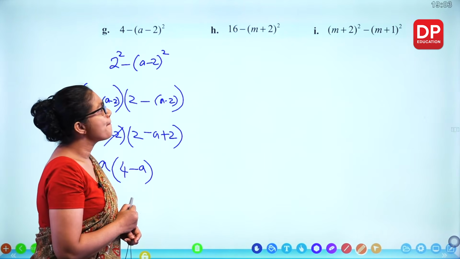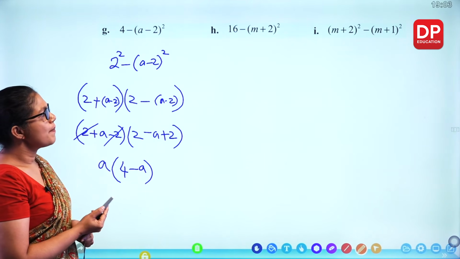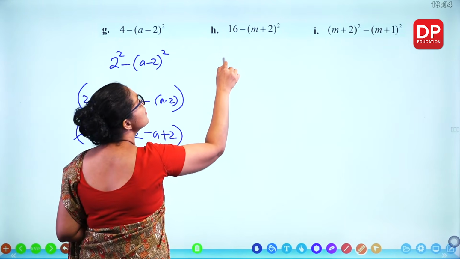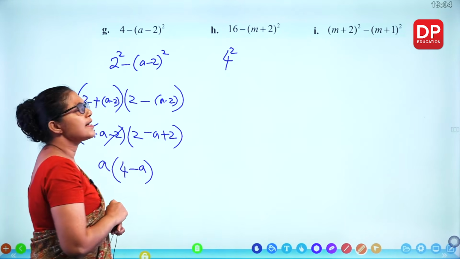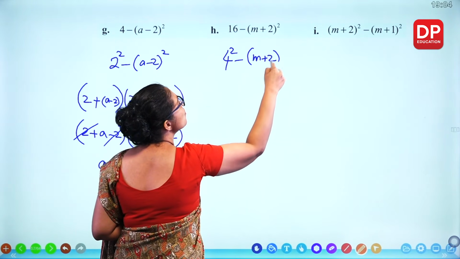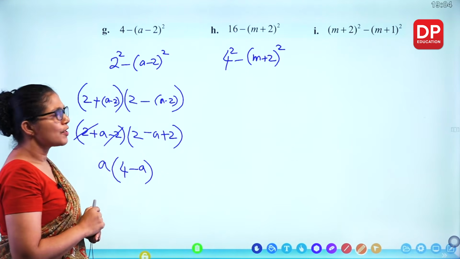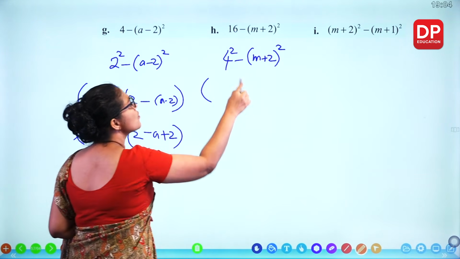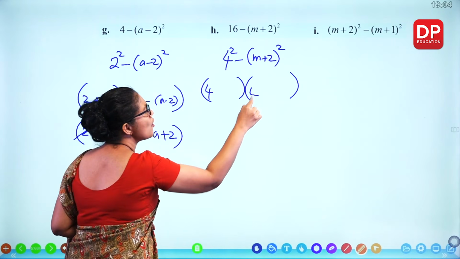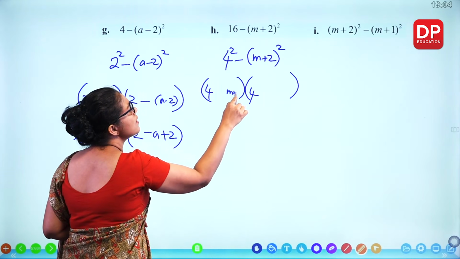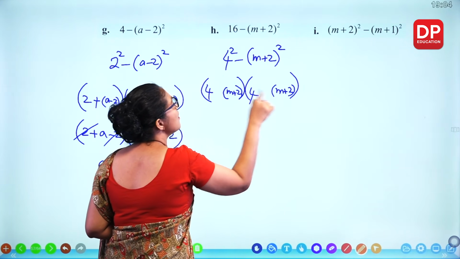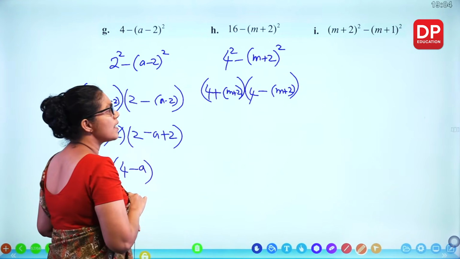Now look at this one. You get 16 and m plus 2. We need to write down 16 as a square number. So how can we write down? I can write as 4 squared. So here m plus 2 squared. Now what do we do? Use the formula. So here we have 2 squared terms with minus sign. So first write down the first term, write down the last term with brackets. One is positive and one is negative.